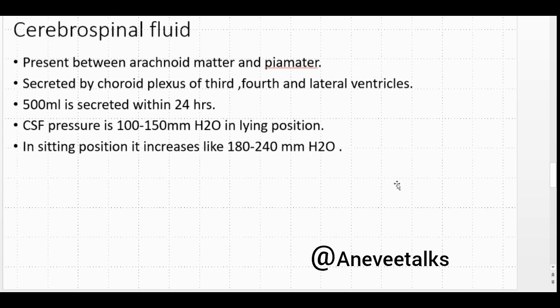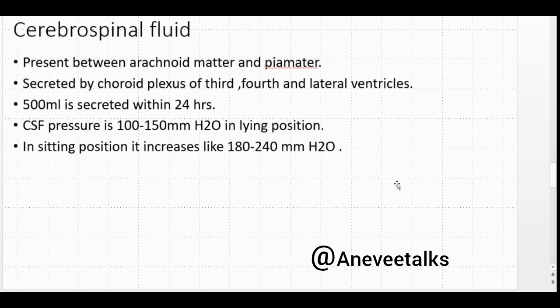Next, we will see the cerebrospinal fluid. As in the previous slide, where is the cerebrospinal fluid present? It's in the subarachnoid space. What is the use of the cerebrospinal fluid? It gives nourishment to the spinal cord. This cerebrospinal fluid is present in the spinal cord and also in the brain.